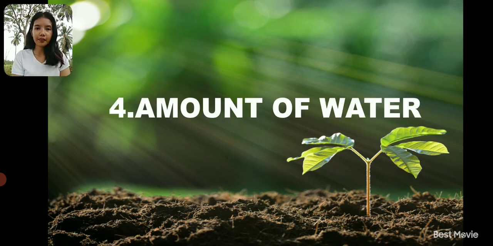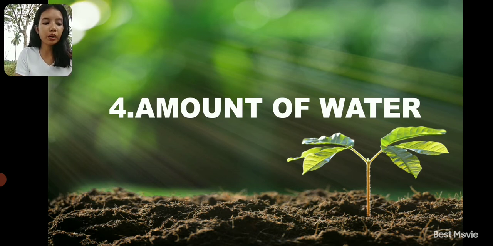And lastly, the fourth factor, amount of water. The rate of photosynthesis is also affected by the amount of water in the plant. If the available water for the process is too little, the rate is greatly affected. This is because water is one of the essential raw materials for photosynthesis.